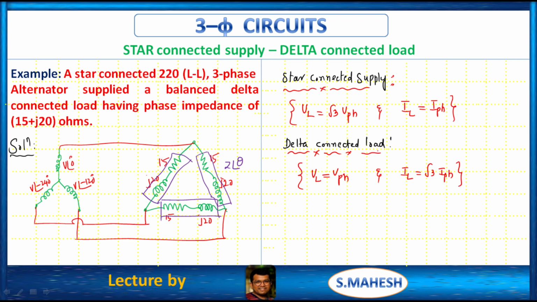We know that in case of delta connected load, the phase current is equal to the line currents or phase currents in the star supply. Like that, the phase voltage in the star connected supply is equal to the line voltage or phase voltage of the delta connected load.